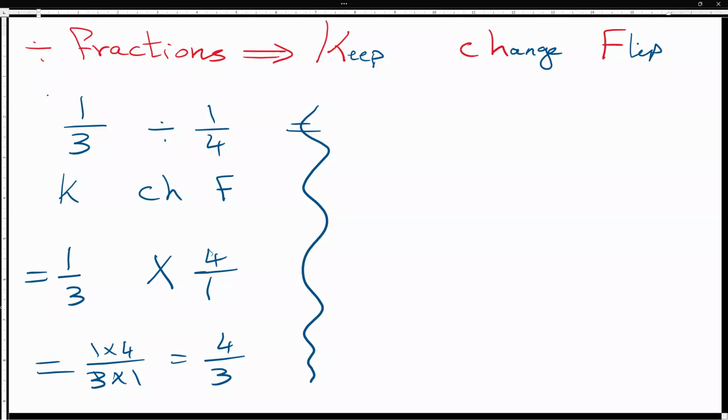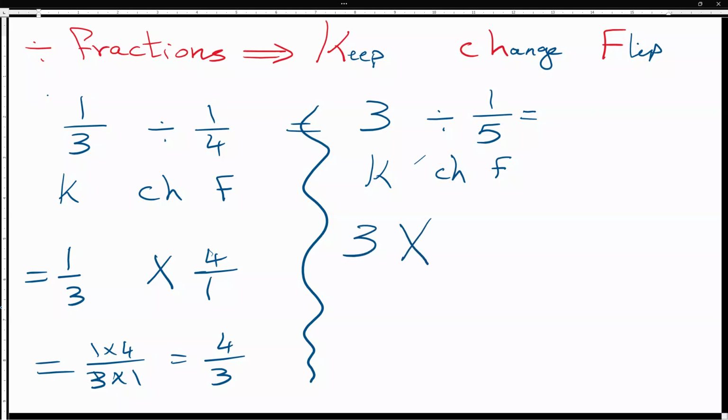Another example. If I said 3 divided by a fifth equal. Again, still keep, change, and flip. Keep the first one as it is, so it's 3. Change the division to multiplication, flip this upside down, so it's 5 out of 1, which means it's a 5. So actually, the answer for this question is 15. Done. See, division is really easy.